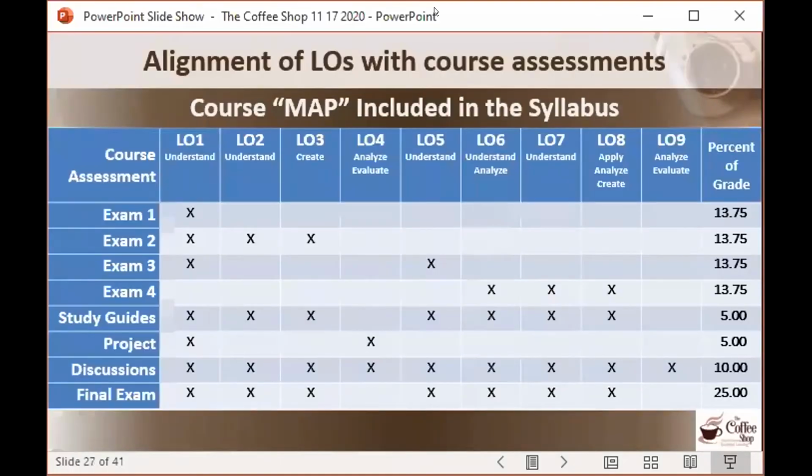So this is an example of how I aligned learning outcomes with course assessments. It's just a course map that I made and included in the syllabus so that students can see exactly where each learning outcome is being assessed and how it's being assessed. So discussions, which I'll talk about at the end, really assess and hit on each one of these course learning outcomes.